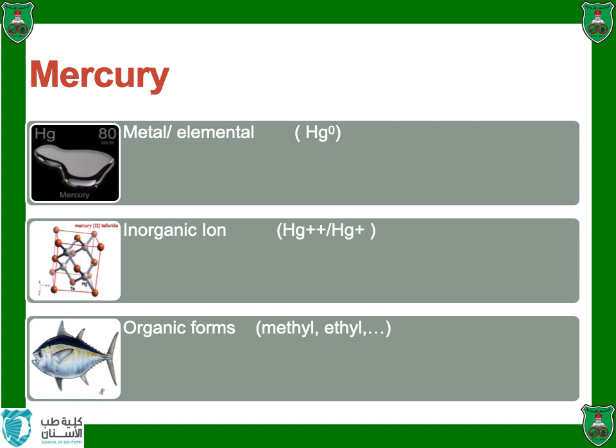الميركوري بشكل عام ما بيكون موجود على شكل element، معدن الميركوري، أو بيكون على شكل inorganic ion داخل في تفاعل مع مركبات تانية، أو بيكون على شكل organic form عن طريق تفاعله مع الميثل. الميثل عادة هذا بيكون موجود أكثر شيء بالأسماك اللي بنتناولها.